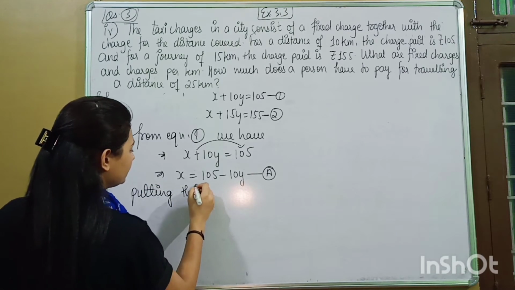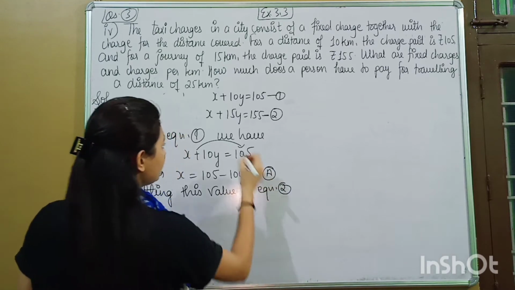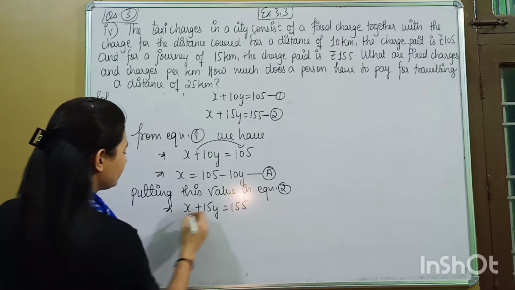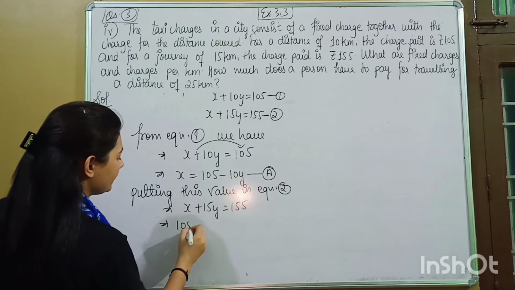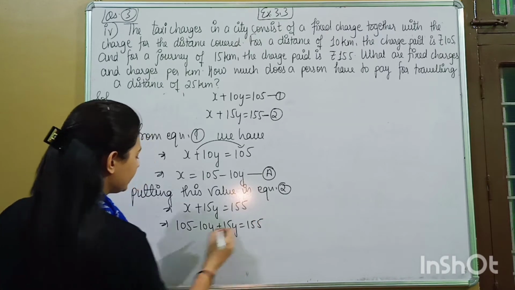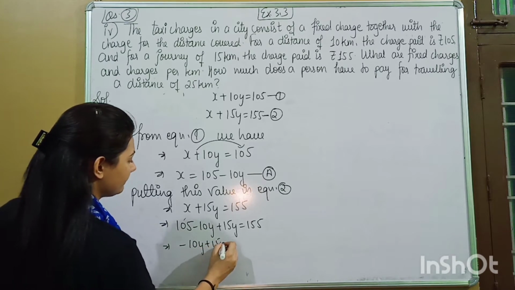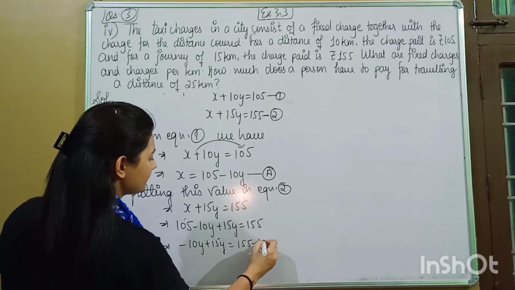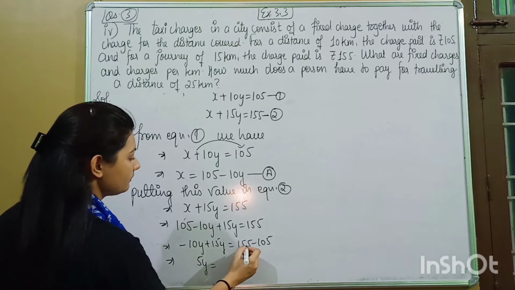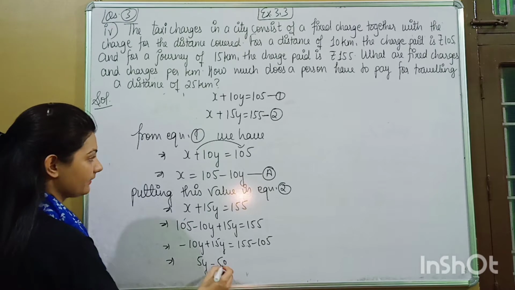Now we will put this value in equation 2. The equation is x plus 15y equals 155. In place of x, we will write 105 minus 10y plus 15y equals 155. Now this number we will take to the RHS. It becomes minus 10y plus 15y equals 155 minus 105. So 15 minus 10 is 5y, equals 155 minus 105, which is 50. Now we will take this 5 to the RHS.